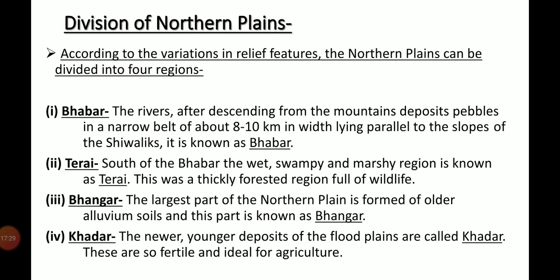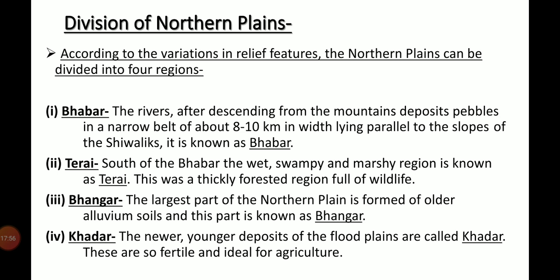According to the variation in relief features, the northern plains are further divided into 4 regions. Basically, the northern plains are generally described as a flat surface with no variation in its relief. But it is not true. These vast plains also have different relief features. The 4 relief features are Bhabar, Tarai, Bhangar and Khadar.